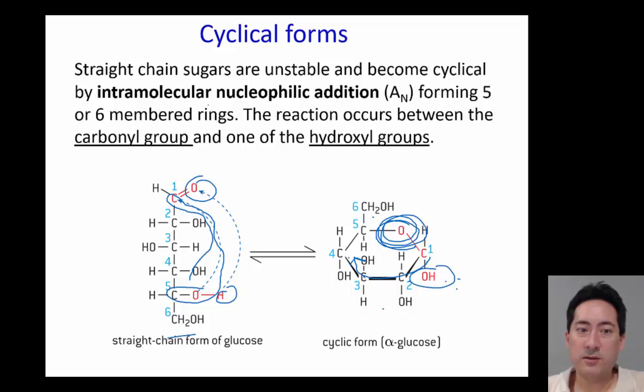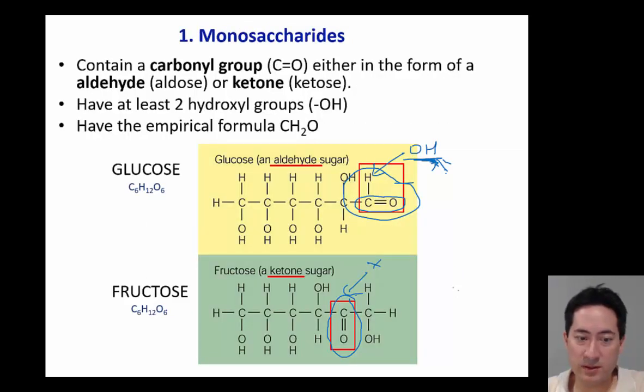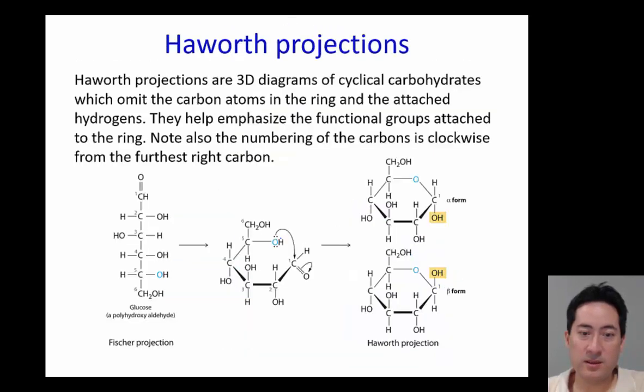The cyclical forms are intramolecular, because they are joining up, by nucleophilic addition. The oxygen is negative and is attracted to the nucleus there. There are either 5 or 6 carbon rings between the carbonyl and the hydroxyl groups. You can see 5 and 6 carbons in your data booklet. You don't need to be able to work out how to go from this Fisher projection to the Haworth projection. That's actually quite difficult.